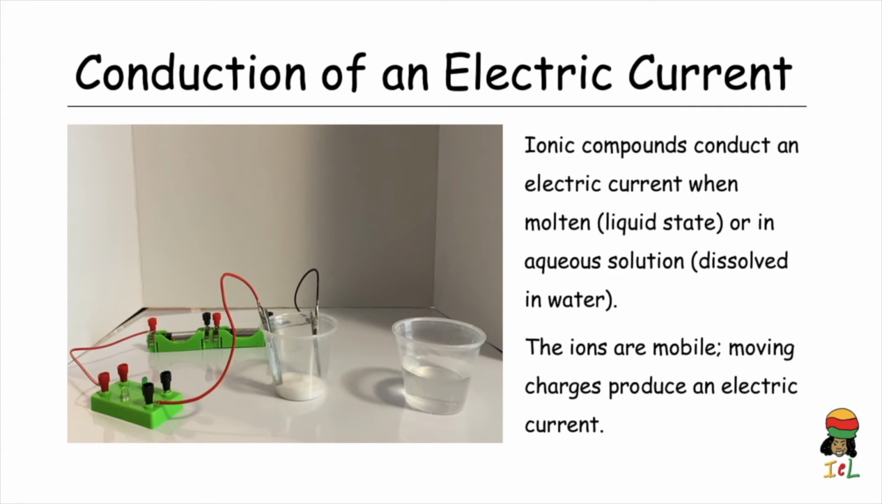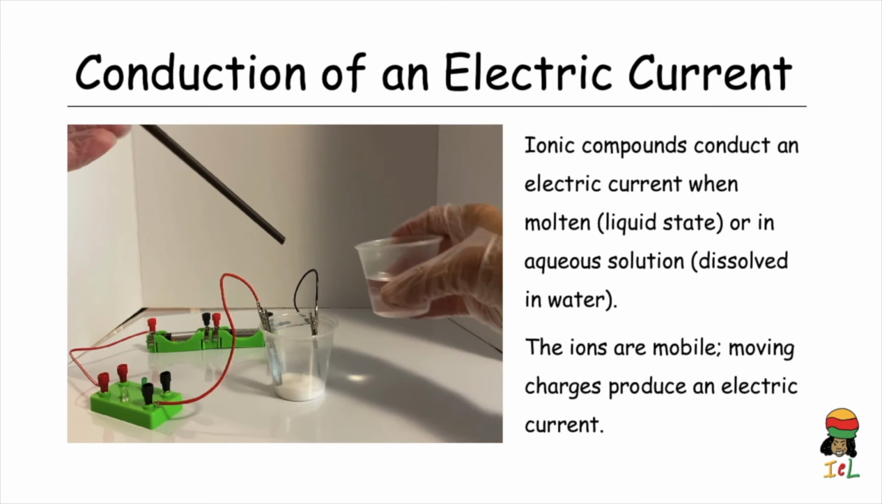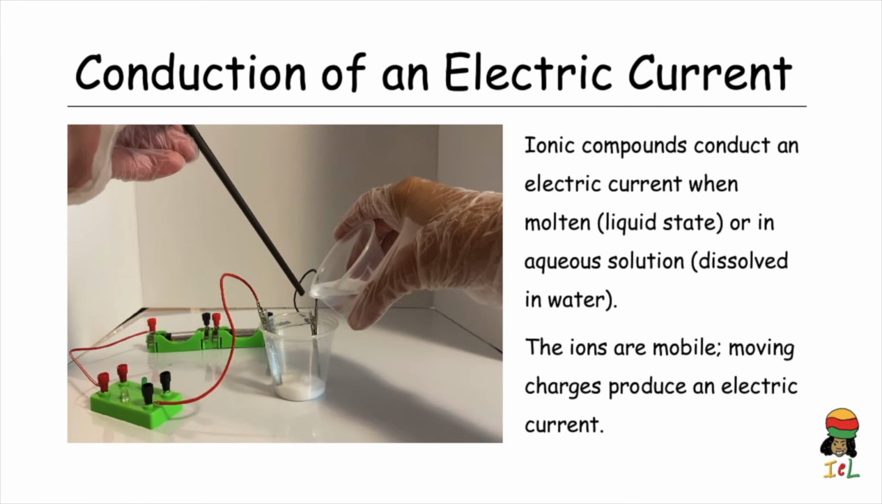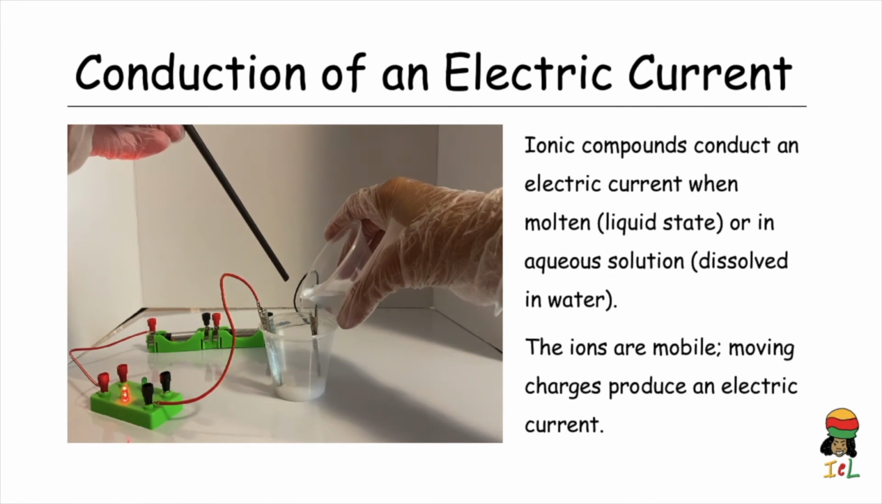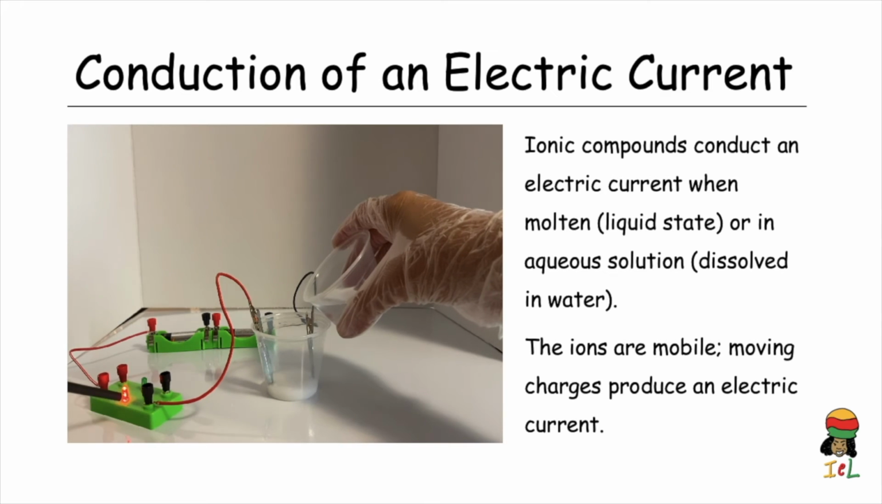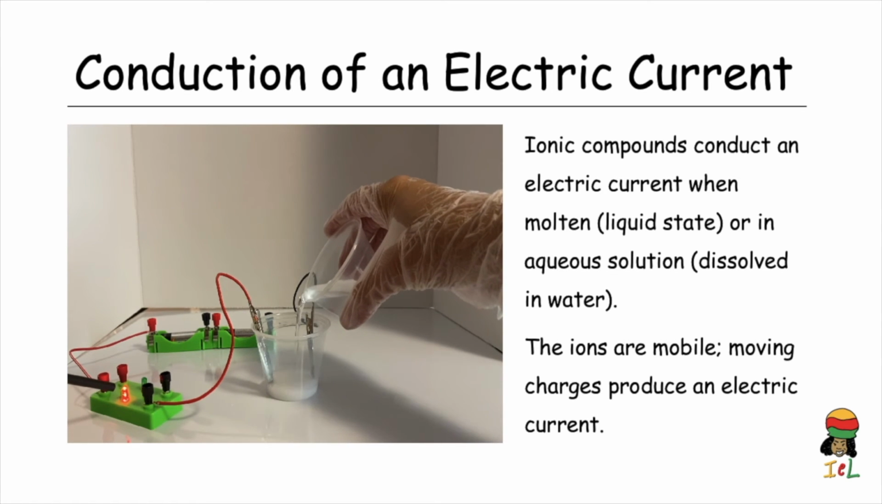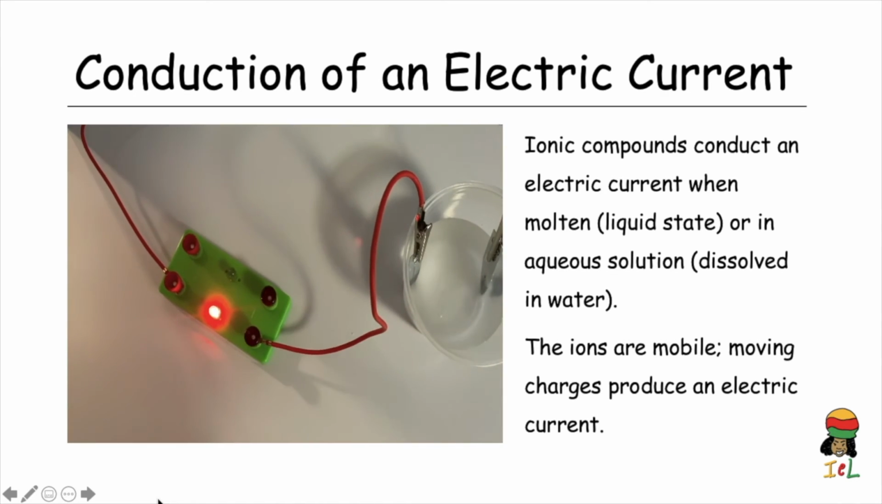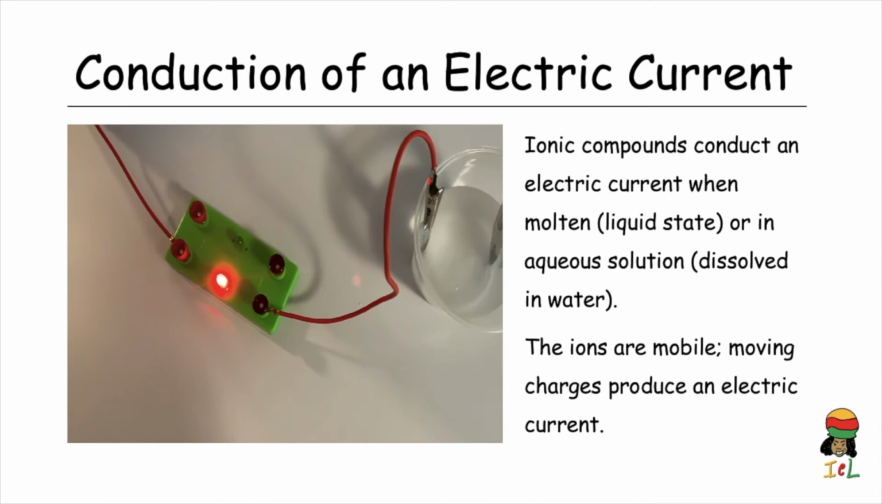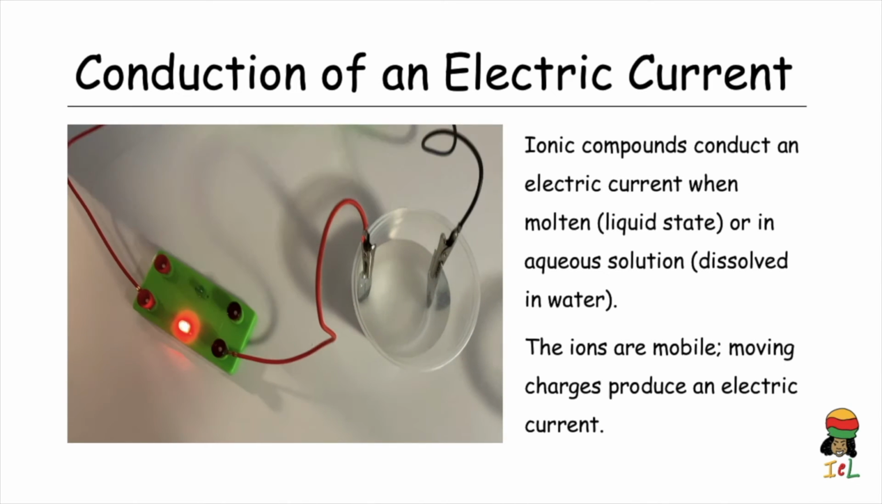The video to the left of the screen demonstrates the conduction of an electric current through the aqueous solution of an ionic compound. Here we have some distilled water. The distilled water is added to the solid sodium chloride to form an aqueous solution. Notice that the LED lights up. Therefore, aqueous solutions of ionic compounds conduct an electric current.